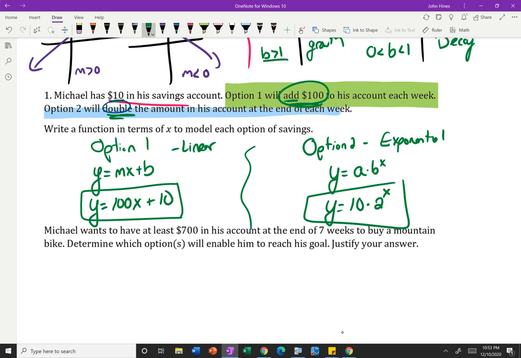You can't make that 20. You can't multiply those two together. Leave those two numbers as they are. So those are my two functions. One's linear and one's exponential. One's repeated addition and the other's repeated multiplication.